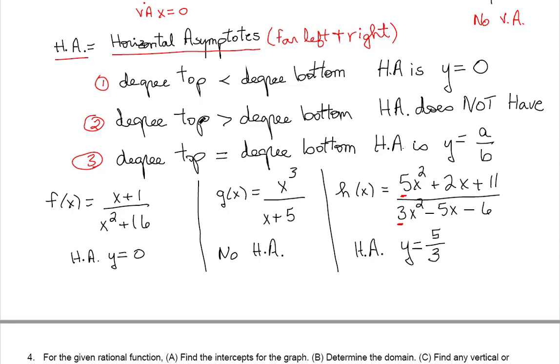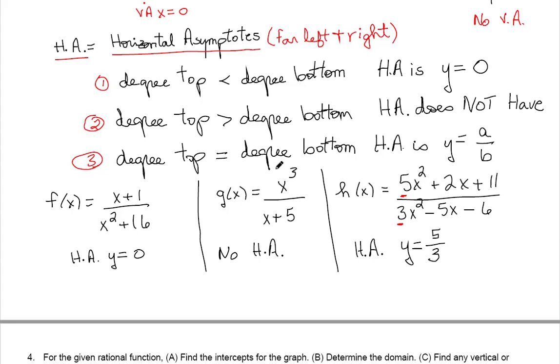If the degree on the top is bigger than the bottom, here's the case: x cubed over x to the 1. Top degree is 3, bigger than 1. So this thing does not have a horizontal asymptote. It's going to run off to infinity.